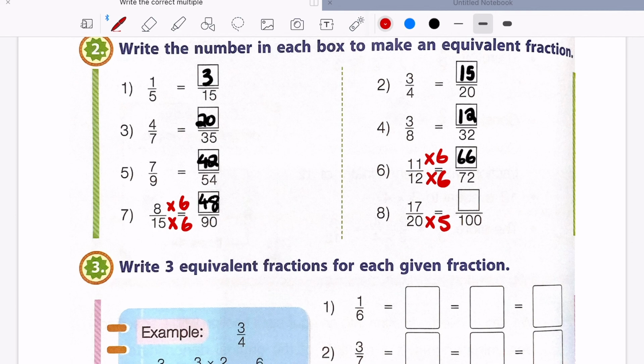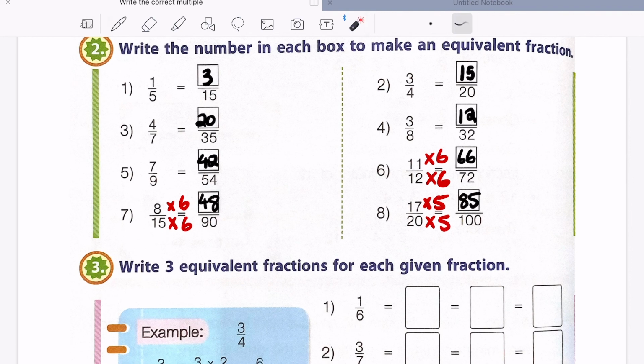So 17 times what? Right? So we have to do 17 times 5 as well. If we multiply the bottom by 5, we have to multiply the top by 5. Always do the same number when we multiply or anything else to make it equal. So 20 times 5 is equal to 100. 17 times 5 is equal to, let's try it ourselves, very good, 85.